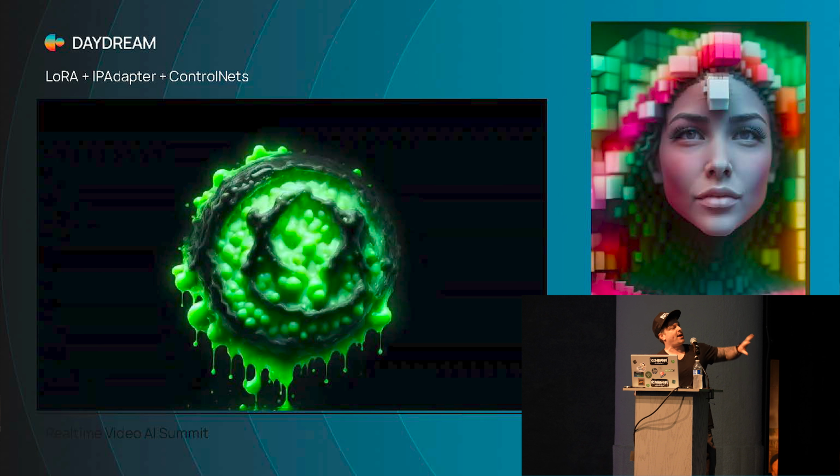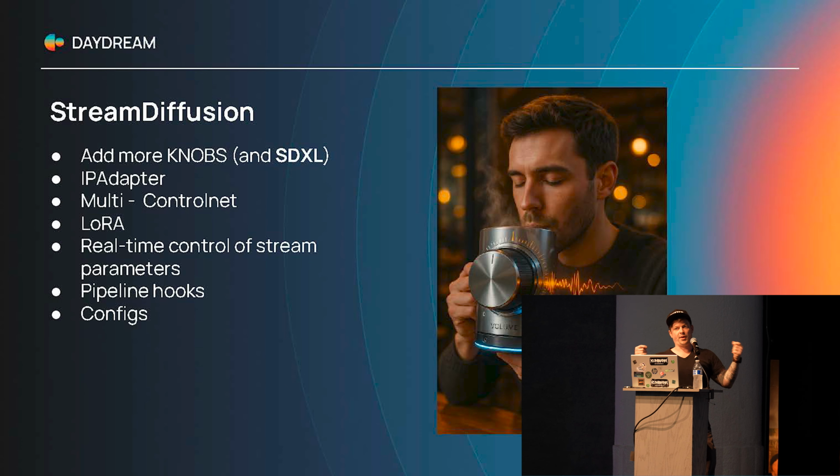So this is by combining LoRAs, IP adapters, and control nets in various ways. And this is not real time. So what we wanted to do was try to bring some of this control to the real time space. We did that by enhancing StreamDiffusion by adding more knobs and SDXL. So we added IP adapters, multiple control nets, LoRAs, all the standard stream parameters, pipeline hooks, and then config. I'll show examples of each of these things.